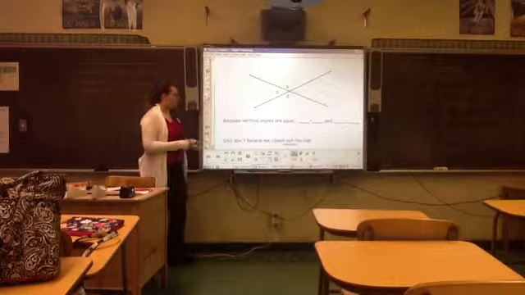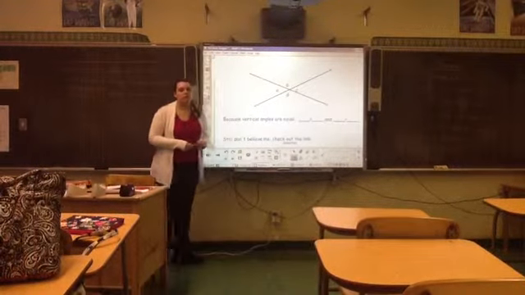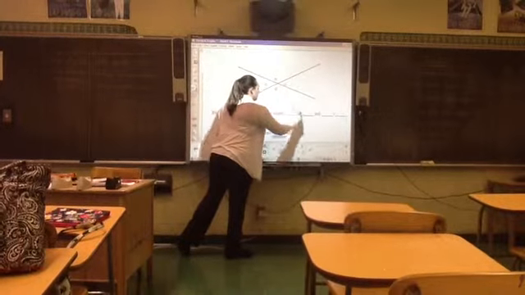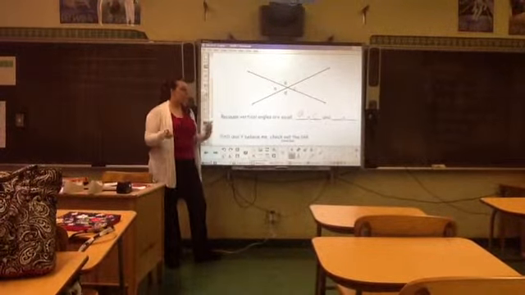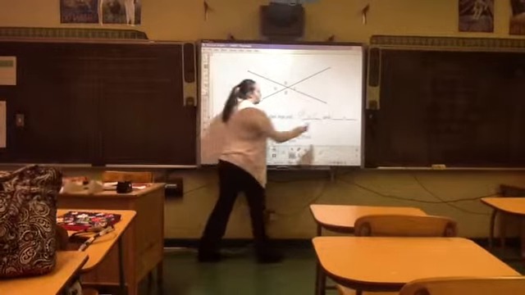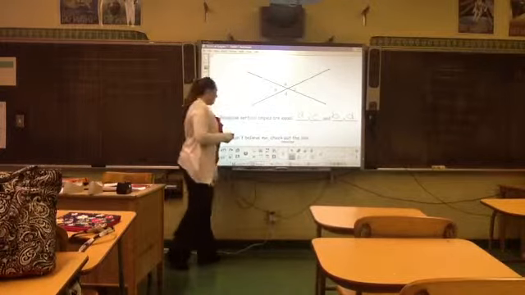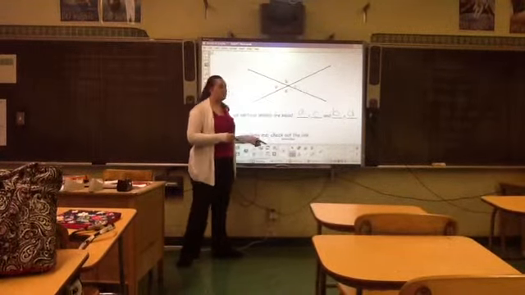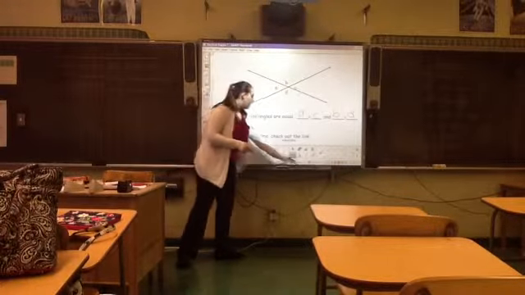So, based on this picture, which two angles are equal to each other? If you said A is equal to B, you are correct. If you also said B is equal to D, you are also correct. Because they are angles that are opposite each other, therefore, their measure will be the same.